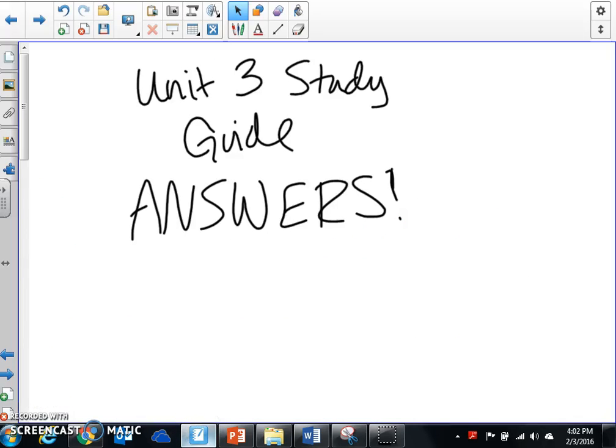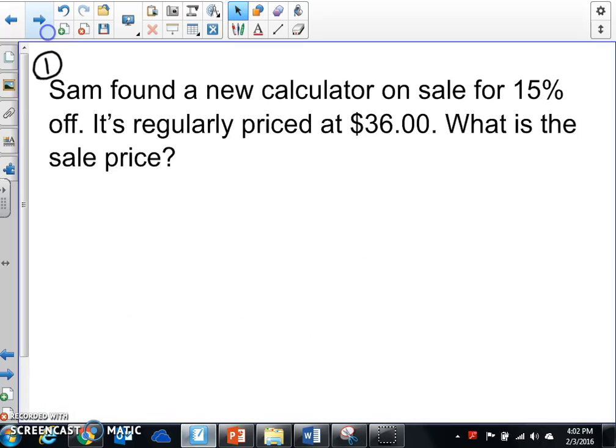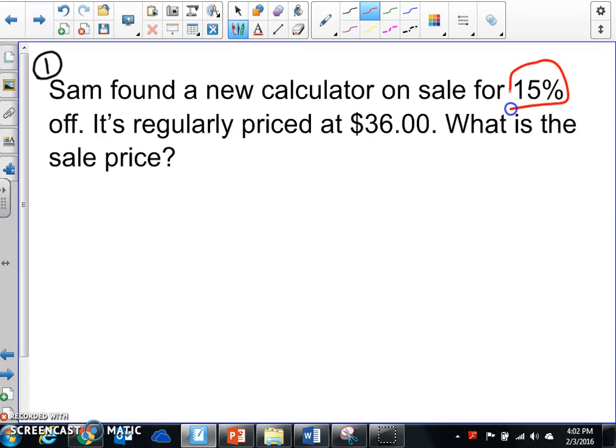Okay, so here's our Unit 3 study guide answers. Number 1, Sam found a new calculator on sale for 15% off. It's regularly priced at $36. What is the sale price? We first of all take this percent and we turn it into a decimal by going to the left twice.